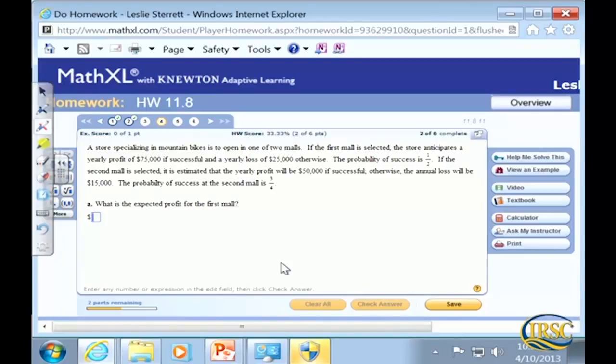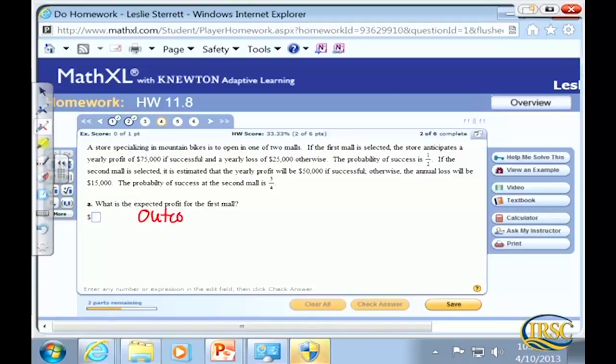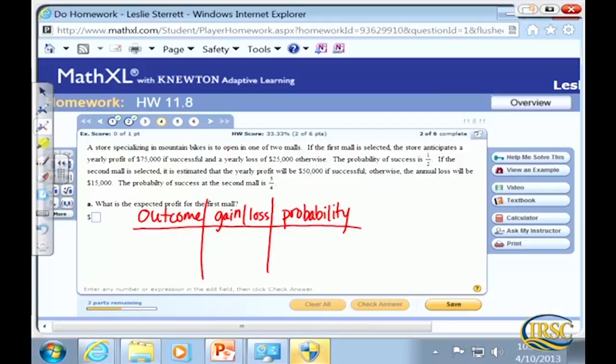All right, so for the first one, again, we have outcome, gain or loss, probability. Okay, so you go to the first mall, you open a store in the first mall, and what's the possible thing that could happen? Think about the words that they used in the problem. Successful, right, was the word that they used in there. So you could be successful or unsuccessful, or not successful, however you put that.